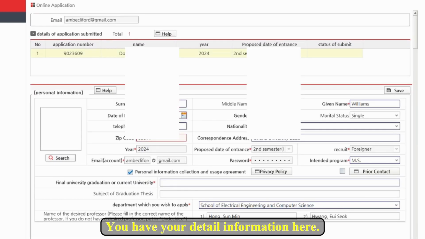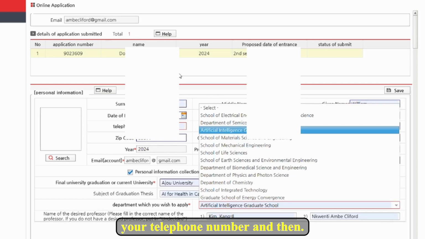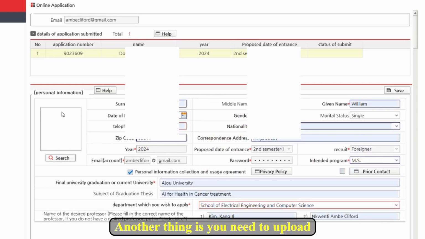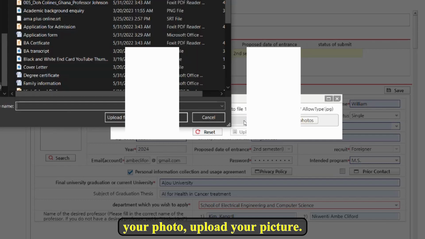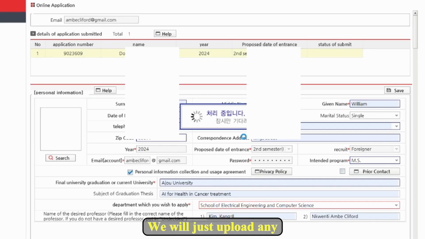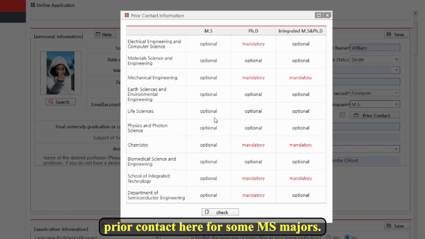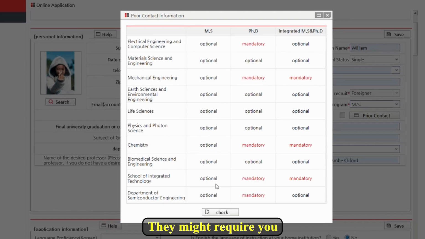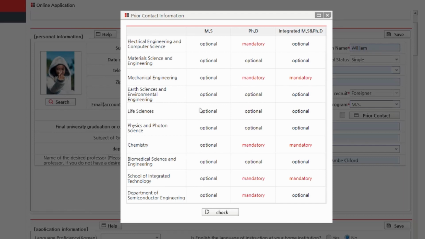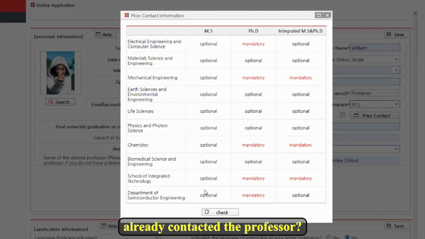You have your detailed information here. The next thing is you need to input your telephone number, and then another thing is you need to upload your photo, upload your picture. We will just upload any random internet picture. This is it. Prior contact. It is important to note that there is a prior contact here. For some MS majors, they might require you to contact a professor. Prior contact simply means have you already contacted a professor. But if you look here, Master of Science, it says it's optional.